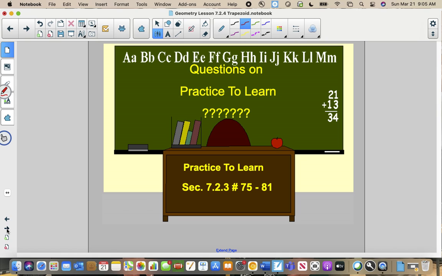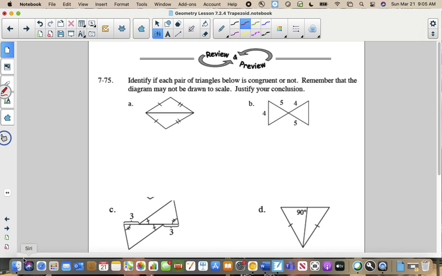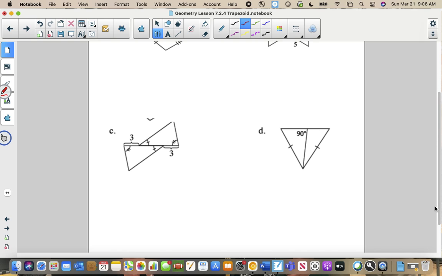Okay, questions on your practice to learn. So a number of these are congruent triangles. Let me just show you. Here, these are congruent triangles by side, side, side. So you use the reflexive property to do that. Here, these two angles are equal, but we don't know the corresponding sides are in the same spots because of that. So I don't think we can prove that those are congruent.